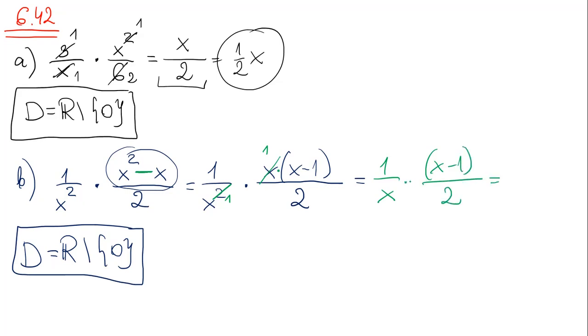There's nothing more I can do now, so the only thing I can do here is just to multiply the top numbers and the bottom numbers. And that's it. That's our answer, x minus 1 over 2x. So this is a very important moment to be careful and not to cancel down any fractions if we have minus or plus.